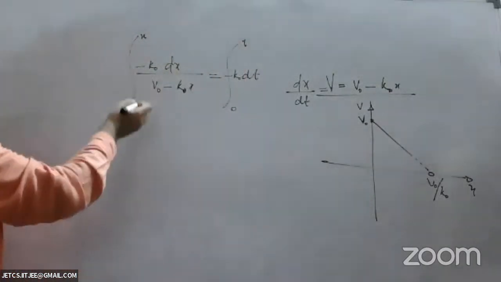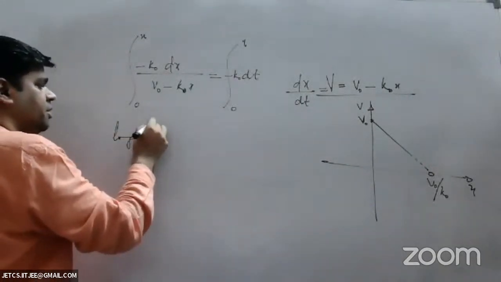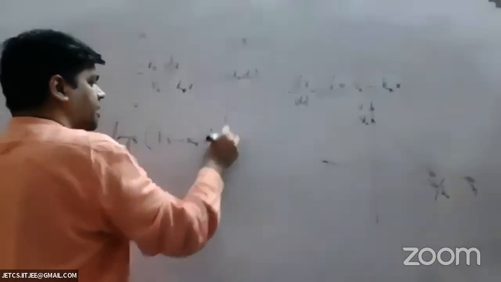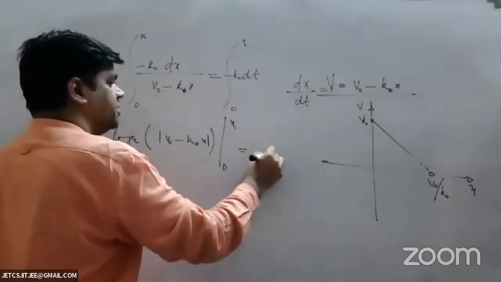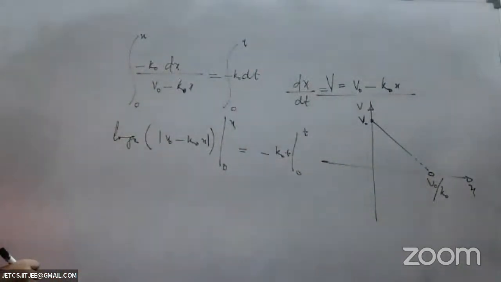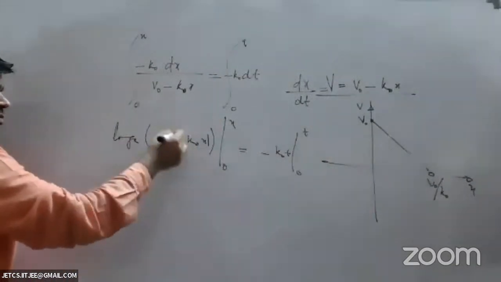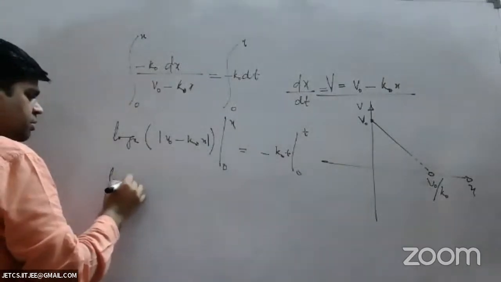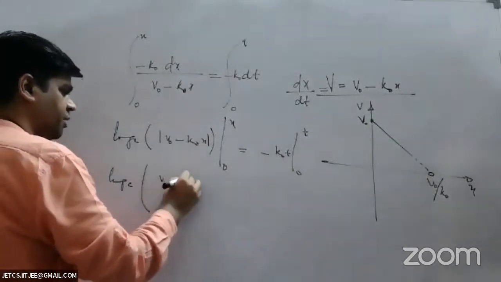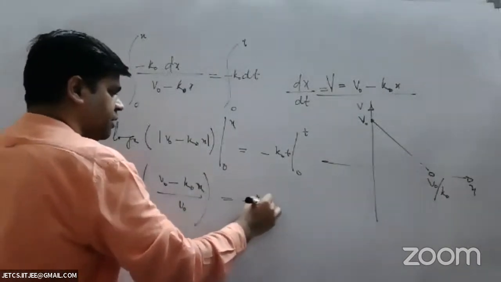All I have to do is standard integral. f dash x by f x is log mod f x. So I'll have log to the base e of (v naught minus k naught x) under limits 0 to x is equal to minus k naught t under limit 0 to t. Now I substitute x first and then substitute 0. So what do I get? Log to the base e of (v naught minus k naught x) by v naught is equal to minus k naught t.